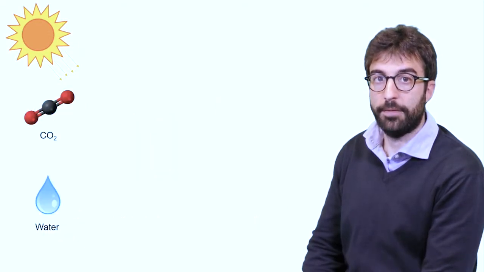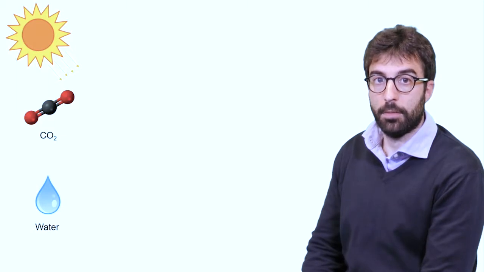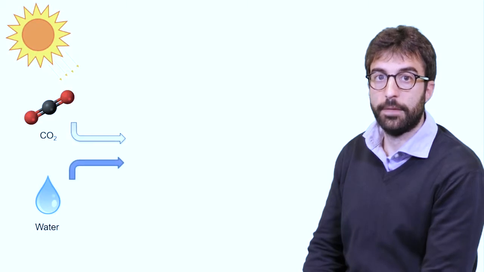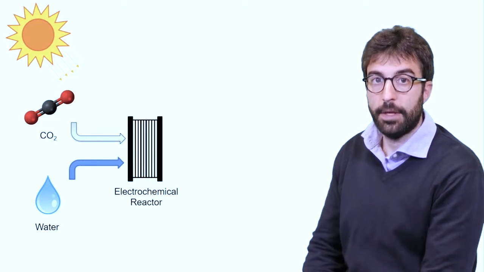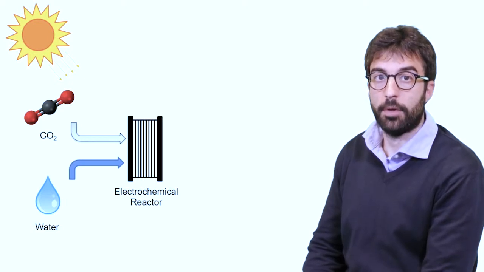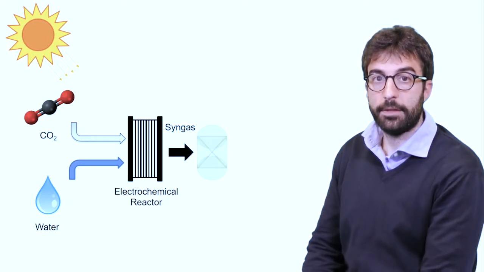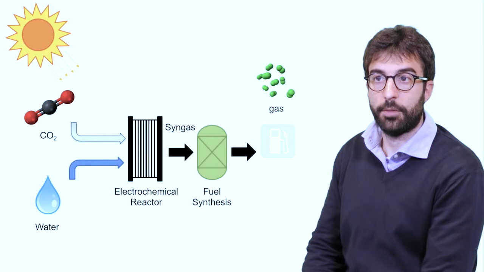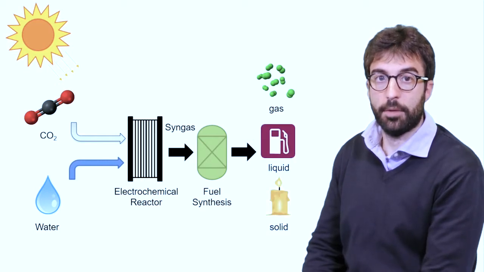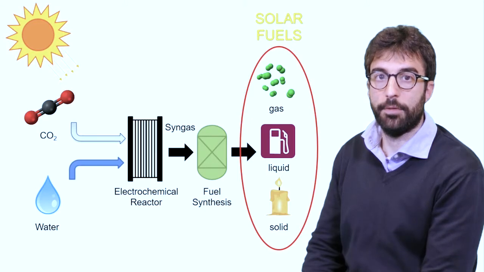So in general, we can feed the system with compounds from the environment, that is carbon dioxide and water, that can be fed to the electrochemical reactor, the device where chemical energy is produced from an electric source obtained from renewable energies. And this product is syngas, the input for the fuel synthesis reactor that gives us, depending on the optimization of the process, a gaseous fuel, a liquid fuel, or a solid fuel. All those three are called solar fuels.